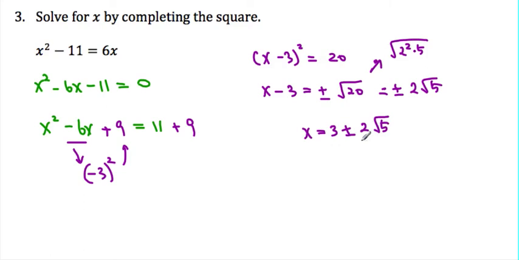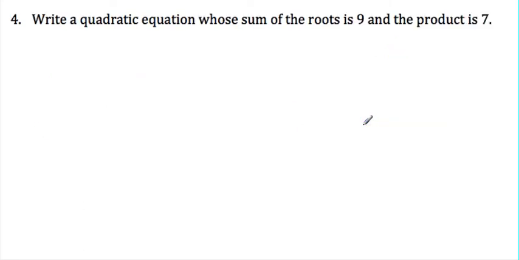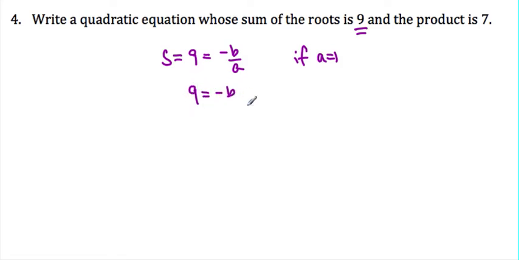Number 4. We are looking for a quadratic equation whose sum of the roots is 9. But we have to realize the sum must be negative b over a. So once again, if a is equal to 1 and there's no restriction on a from the question, then we realize that this becomes 9 equals negative b. This implies that b must be equal to negative 9.